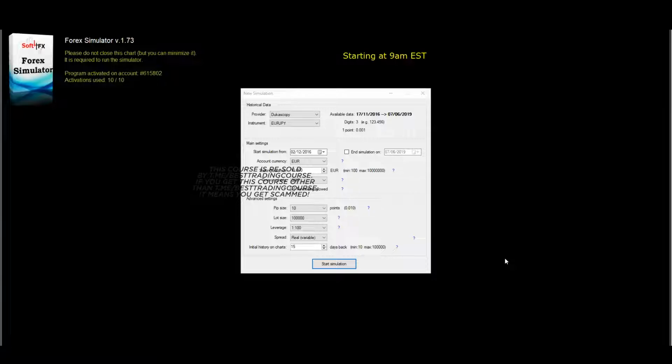Okay. So basically, what we're going to do is we're going to backtest NFPs, 2018 NFPs. That's what we're going to backtest. And the way we're going to backtest is we're going to use a simulator. And this is the simulator that we use. Let's put these puppies here to the side, mate.